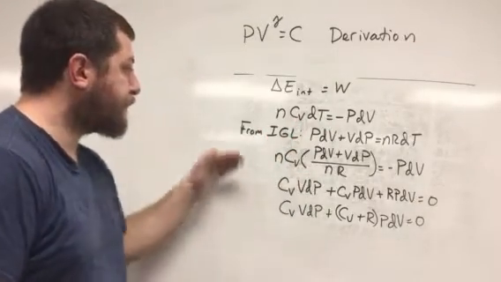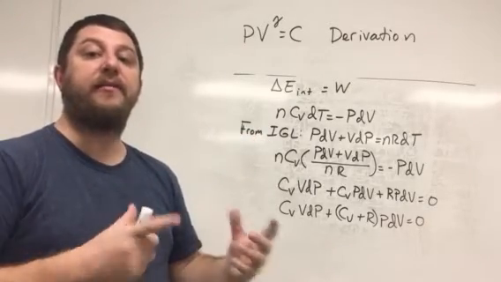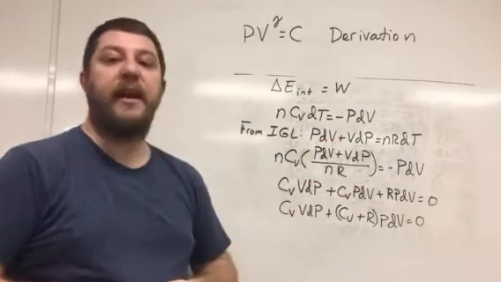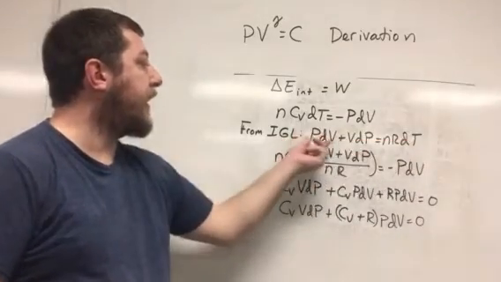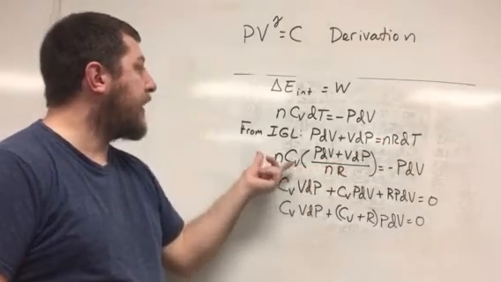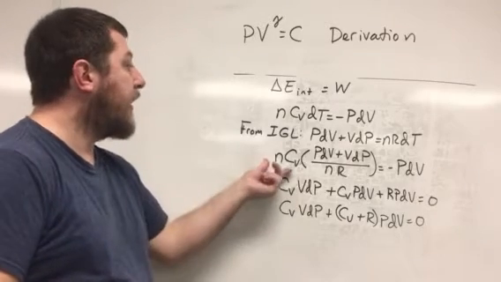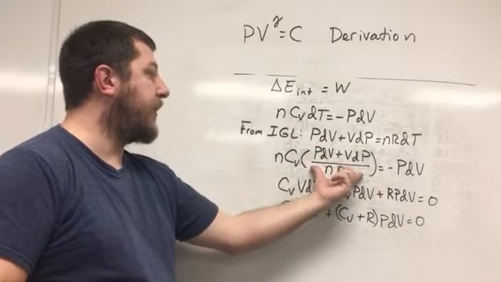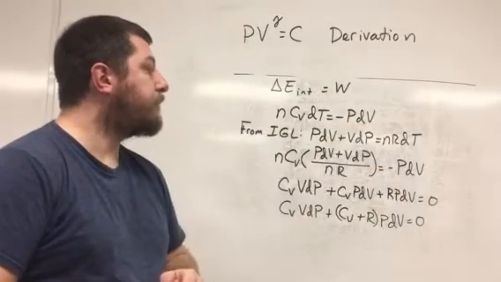and our work is negative PdV. So from the ideal gas law, PV equals nRT, if I differentiate both sides, I get PdV plus VdP equals nR dT. And if I solve this equation for dT, I get PdV plus VdP divided by nR, and I can insert that in for dT in the first law of thermodynamics, and I get nCV times dT, but dT is now this, PdV plus VdP over nR, is going to equal negative PdV.